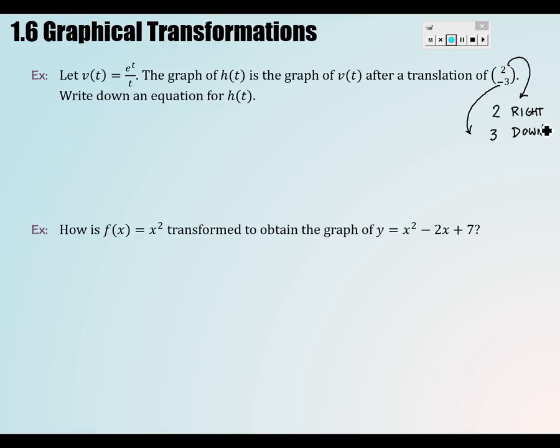So do that. I just want to translate. That's not the interesting part of this question to me. Can you do it though? Give me a function h of t that's the same as the original function v, but moved to the right 2 and 3 down. Go. And then do this one too if you want. I'll give you a minute to do both of those.